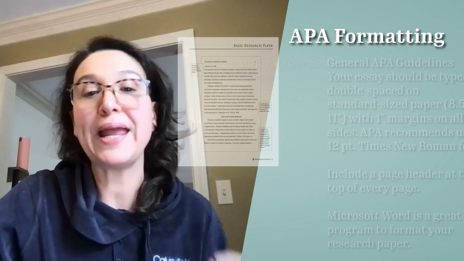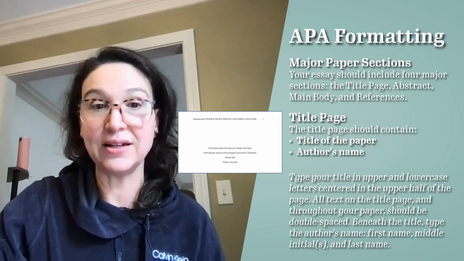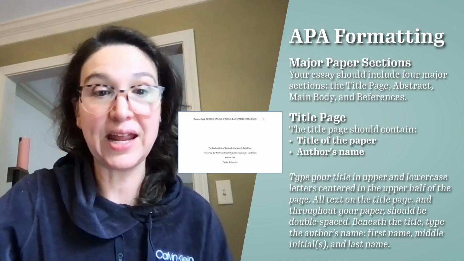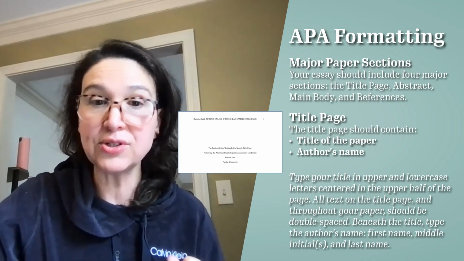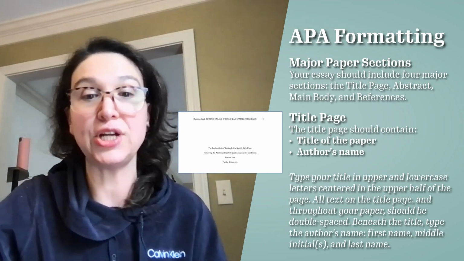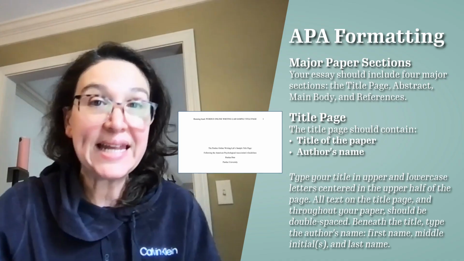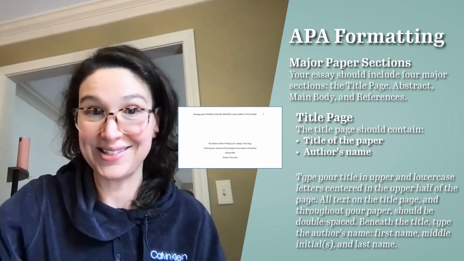Each of your major paper sections should be formatted as well. So an essay should include four major sections: your title page, your abstract, your main body, and your references. Now, when it comes to the title page, this should contain the title of the paper and the author's name. Type your title in the upper and lower letters, otherwise known as sentence case, centered in the upper half of the page. All text on your title page and throughout your paper should be double spaced. Beneath the title, you want to type in the author's name, first, middle initial, and last name.